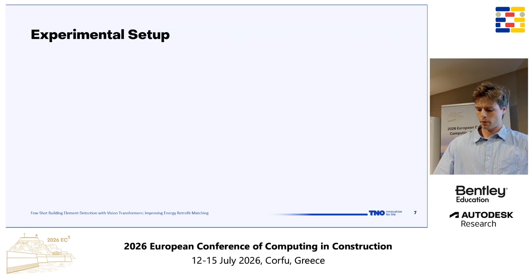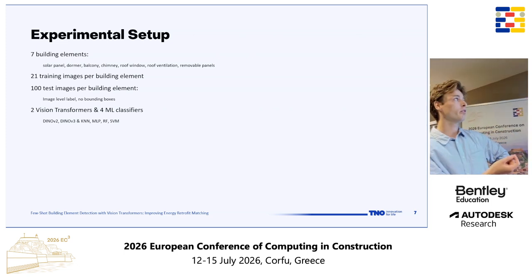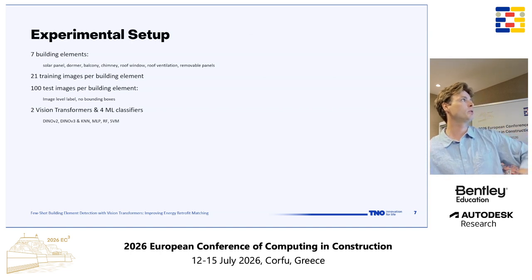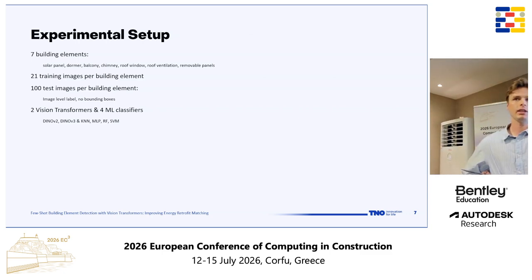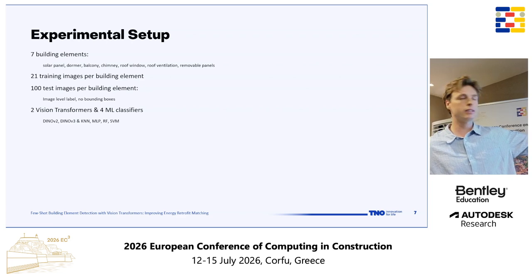So the experimental setup, this is kind of like what we have essentially done. We've done it for 7 different building elements. We have the solar panel, the dormer, the balcony, chimney, roof window, roof ventilation, removable panels. And for each of these building elements, we have annotated only 21 images, which is obviously not a lot of effort. But we also have 100 test images.